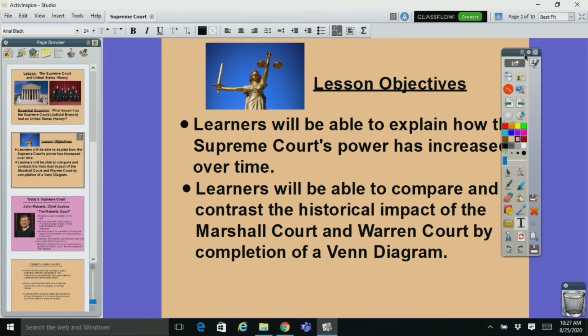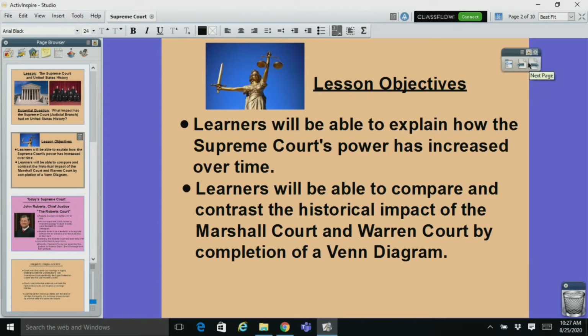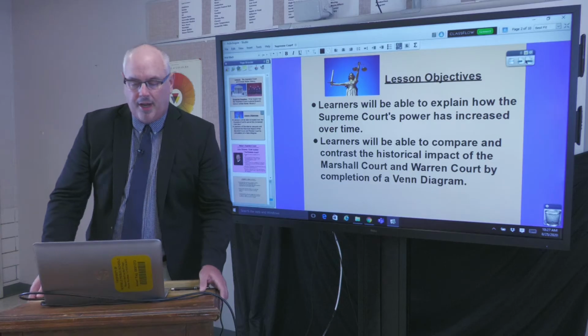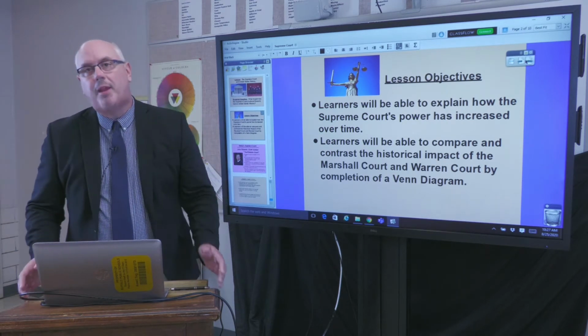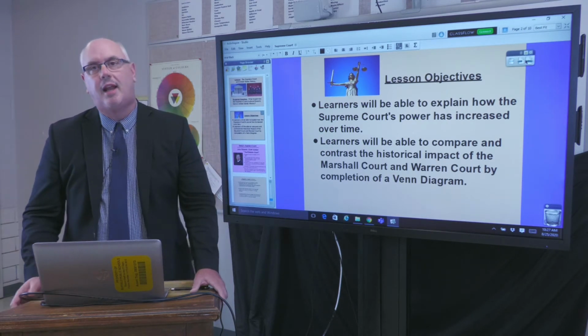Our lesson objectives. Learners will be able to explain how the Supreme Court's power has increased over time. Learners will be able to compare and contrast the historical impact of the Marshall Court and the Warren Court by completion of a Venn diagram. So that will be the product that we'll be asking you to complete at the end of the lesson.